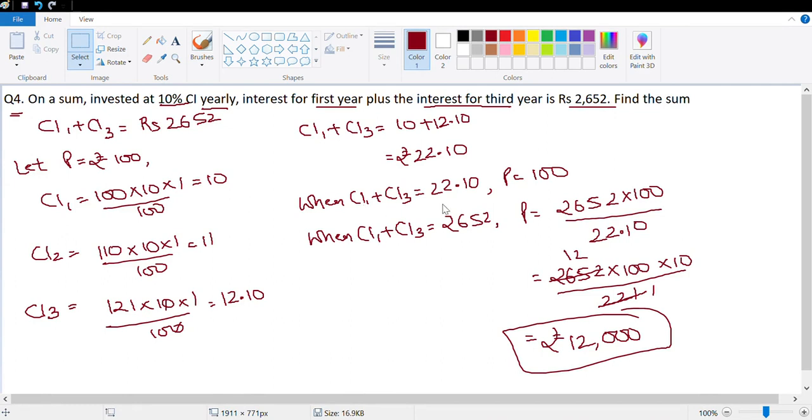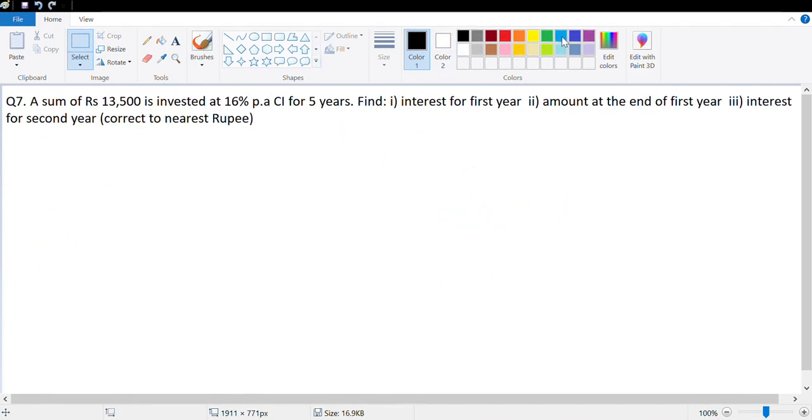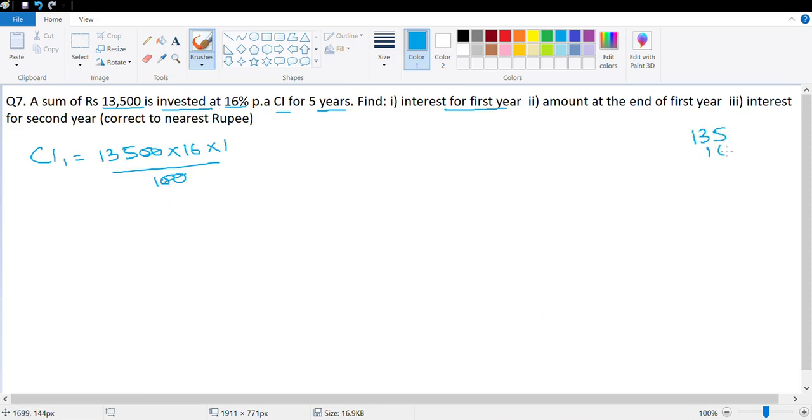The next question that we're doing is question number 7. Question 7 says a sum of 13,500 is invested at 16% compound interest for 5 years. Find the interest for first year. That's simple. Compound interest for the first year will be equal to principal multiplied with rate multiplied with 1 upon 100. So that's 135 into 16. There's nothing in this question, just pure multiplication.